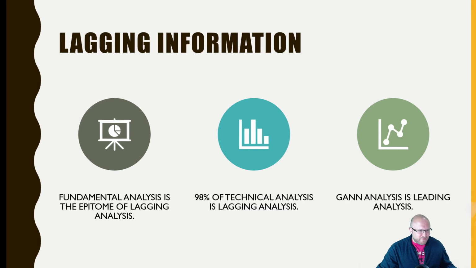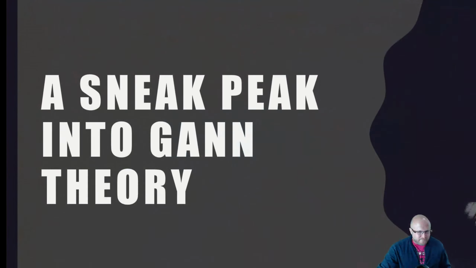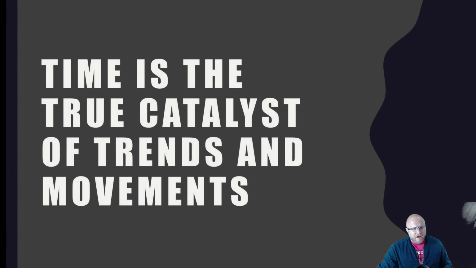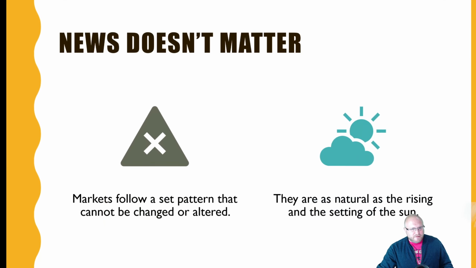Gann analysis is a form of leading analysis, meaning that its intent is to project forward inflections of time. So here's just a little sneak peek into it, okay? In Gann theory, we believe as Gannists that time is the reason that trends change. Just time, all right? And the other part is that news does not matter. I want you to think about this for a second because point and figure analysis teaches the same thing, that news does not matter.